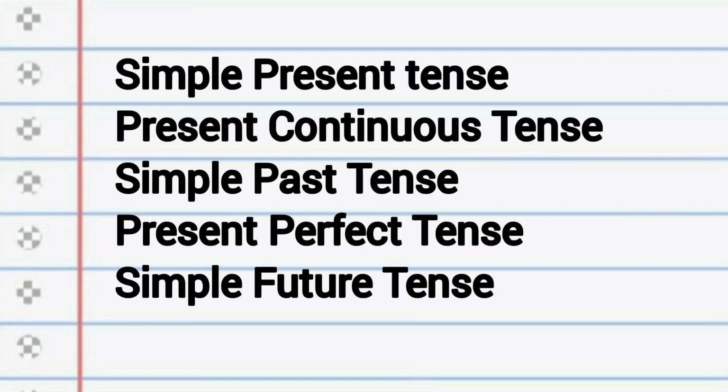Number 1, the simple present tense. Number 2, the present continuous tense. Number 3, the simple past tense. Number 4, the present perfect tense. And number 5, the simple future tense.